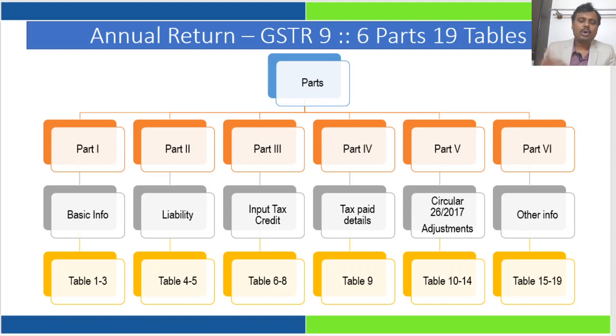However, we know that the GSTR 3B cannot be revised. So if errors have crept into GSTR 3B, the only way one could rectify is in the subsequent month returns. So, we also have circular 26/2017, the last circular of 2017, which has given an explanation of how errors are rectified when they have crept into GSTR 3B.